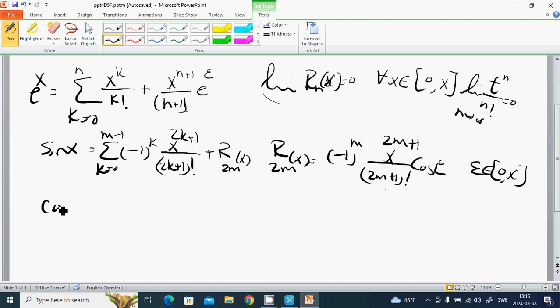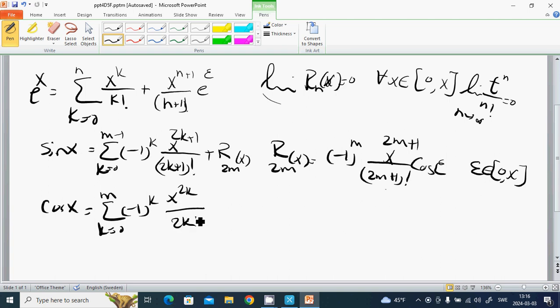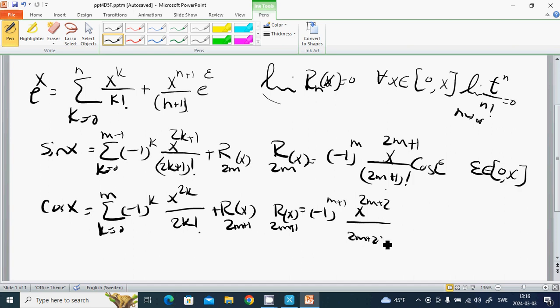And also cosine of x equals the sum from k=0 to m of (-1)^k x^(2k) divided by (2k) factorial, plus R_(2m+1) of x, where R_(2m+1) of x equals (-1)^(m+1) x^(2m+2) divided by (2m+2) factorial times cosine epsilon, epsilon is in this interval.